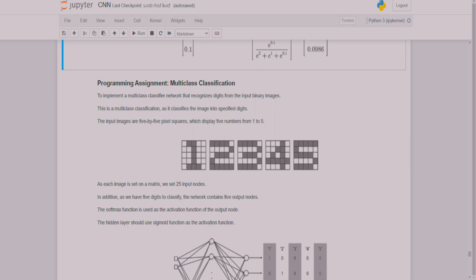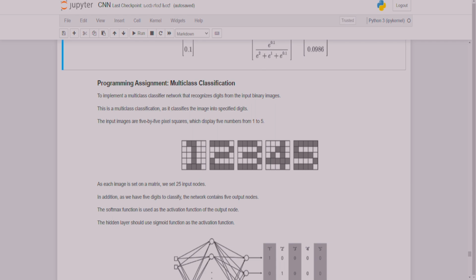Okay, so this is the target. So just try to understand what is the question here. You're supposed to implement a multi-class classifier. What's the question? Let's see. We want to recognize the digits from the input binary images. So now the question will come, I don't have an image, I don't have a data set, no issues. We'll come to that. So let's try to keep it very simple, only 5 classes I need.